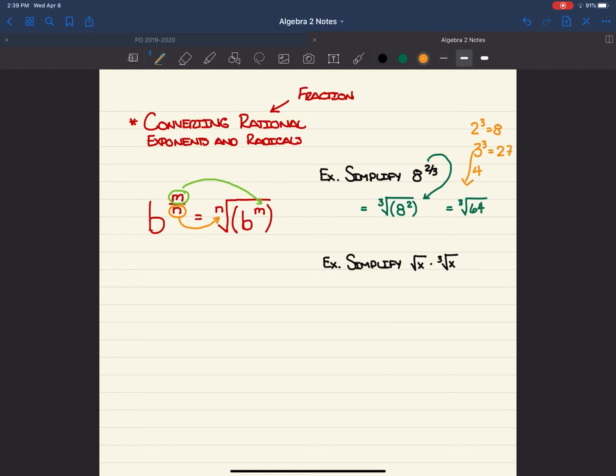I could say, okay, how about 4 to the 3rd? Well, a 4 times a 4 times a 4. Well, 4 times 4 is 16. 16 times another 4, that gives me 64.